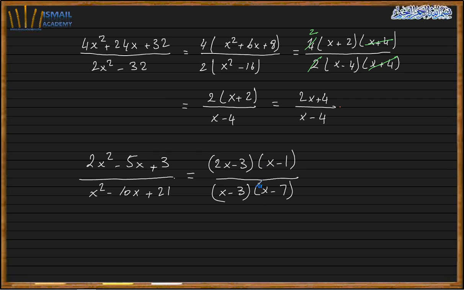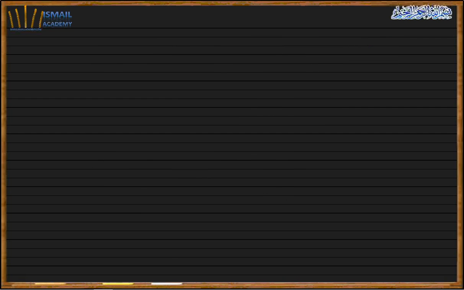As you see, there is nothing I can simplify. They have no common factor. So this is the simplest form, and I cannot do anything here. You see, sometimes we can, sometimes we cannot. All right, so now the last thing I want to talk about today is the domain of a rational expression.